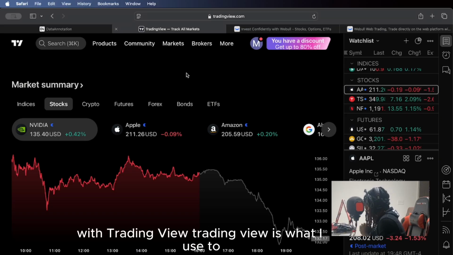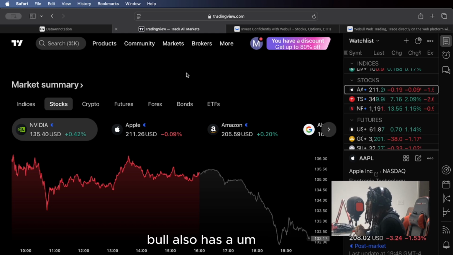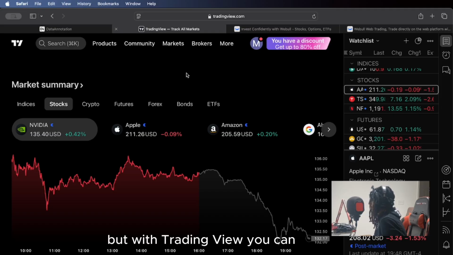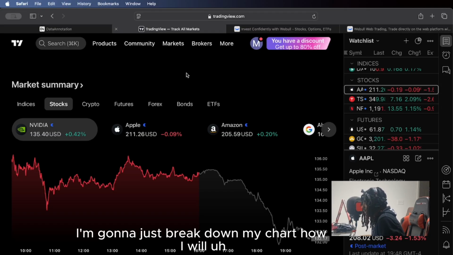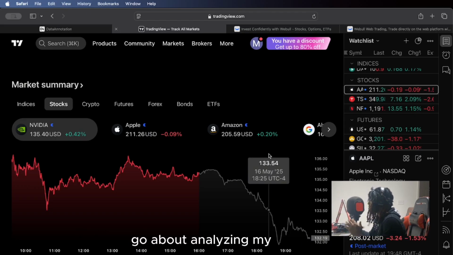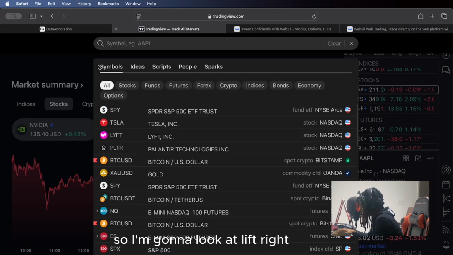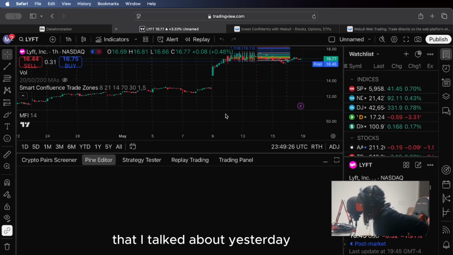TradingView is what I use for a lot of my technical analysis. Webull also has some technical analysis as well, but with TradingView, I can get a little bit more surgical. So I like TradingView a lot, and I'm going to break down how I go about analyzing a stock, or analyzing my chart. I'm going to look at Lyft, right? And this is actually a play that I talked about yesterday.